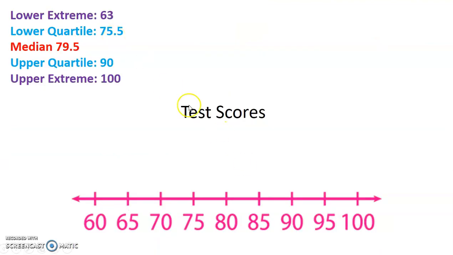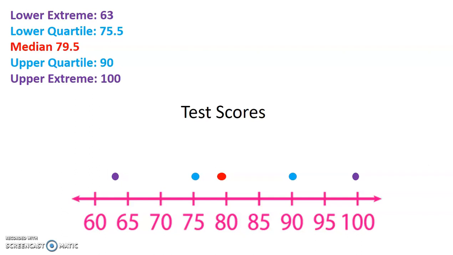So here we go. We're going to create a number line that should be able to display the data. We're going to put the points above the number line. Here's my lower extreme between 60 and 65. My upper extreme is at 100. Now I'm going to put my lower quartile and upper quartile. Lower quartile is about 75. Upper quartile is at 90. Now I'm going to put a point for my median, which is at about 80.